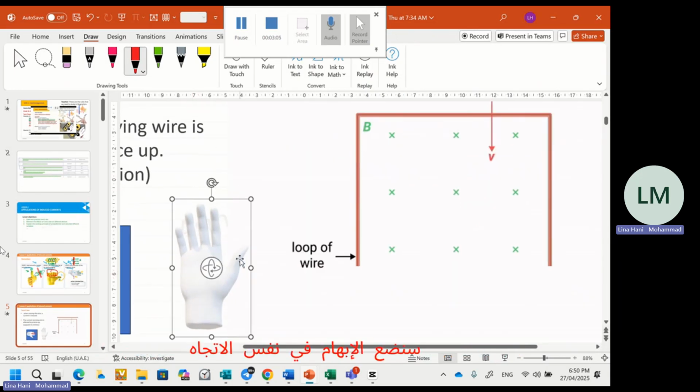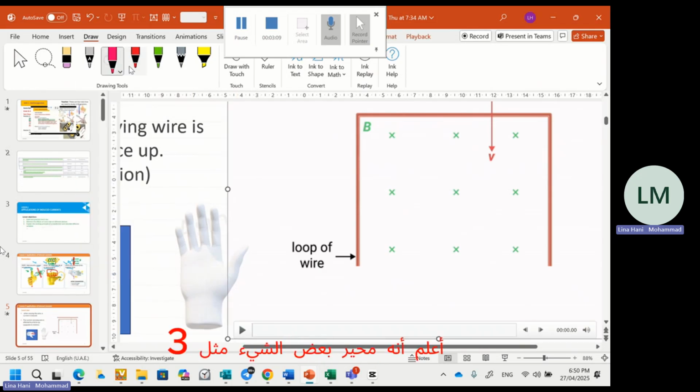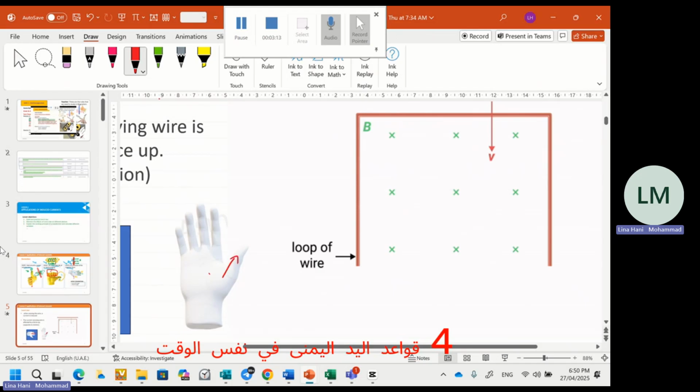We're going to put the thumb in the same direction as current. I know it's a bit confusing using like 3, 4 right-hand rules at the same time, but it will reduce into one, I promise. And the 4 fingers in the same direction as the magnetic field. The palm of your hand will show you the direction of the magnetic force. So let's position our hands to find the direction of the magnetic force.